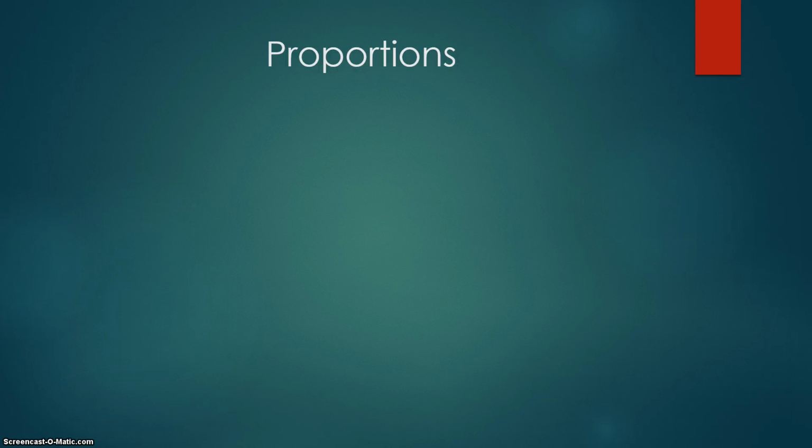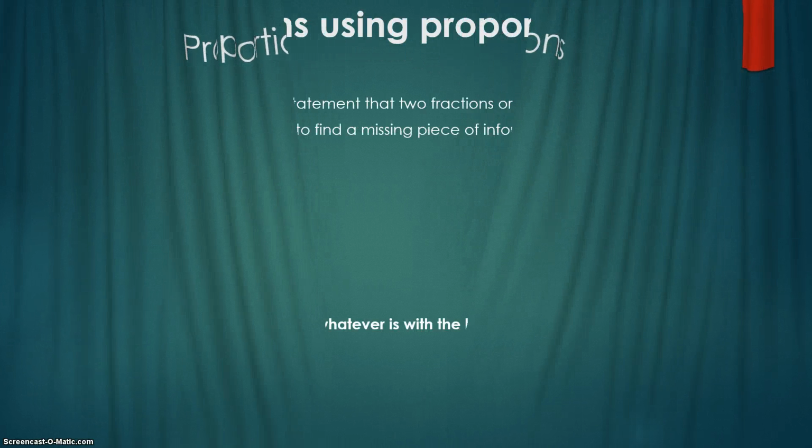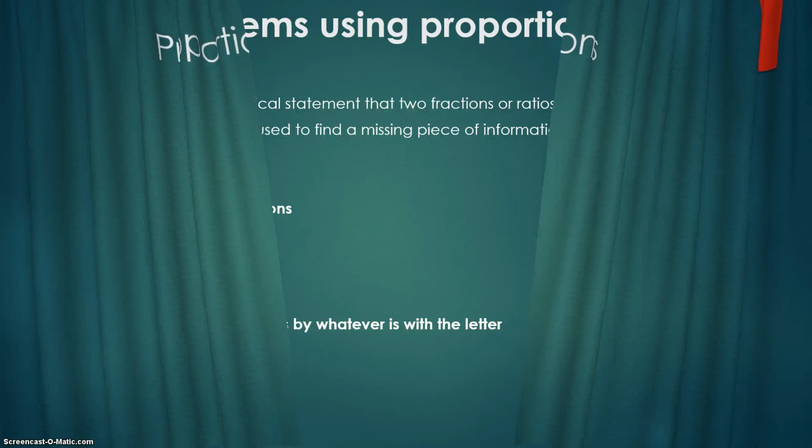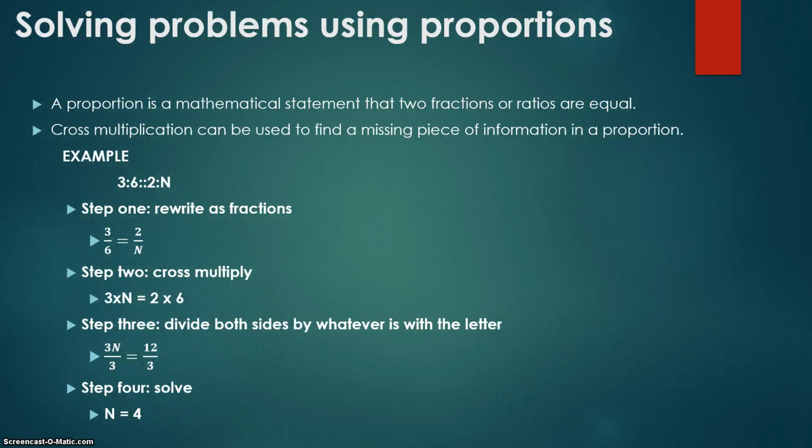This lesson is on proportions. Okay, so solving problems using proportions. A proportion is a mathematical statement that two fractions or ratios are equal. Cross multiplication can be used to find a missing piece of information in a proportion. Oftentimes in the pharmacy, you will be required to use proportions to solve various mathematical problems.